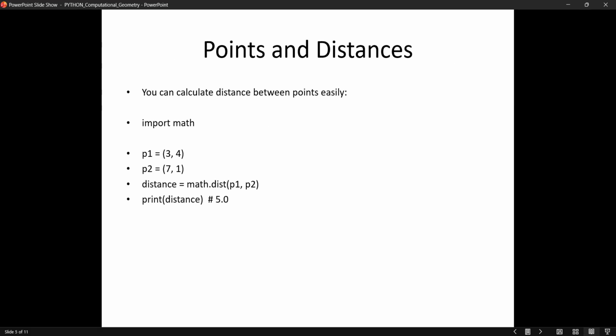Points and distances. The most basic geometric element is a point. You can easily calculate the distance between two points using Python's math.dist.